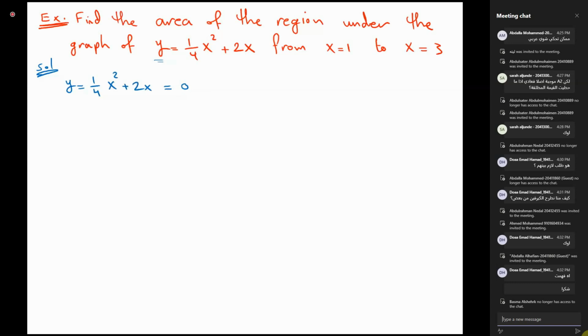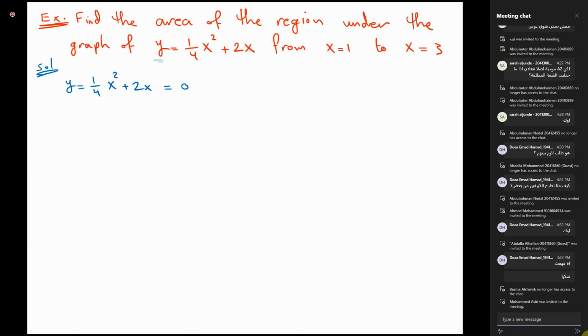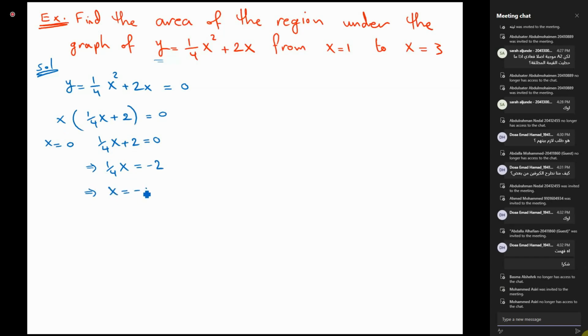We must find the zeros of y, because if we have a zero of this function from 1 to 3, then we have two parts. Okay, so take x as a common factor. We have 1 over 4 x plus 2 equals 0. So x equals 0 and 1 over 4 x plus 2 equals 0. So we have 1 over 4 x equals minus 2, and x equals minus 8.